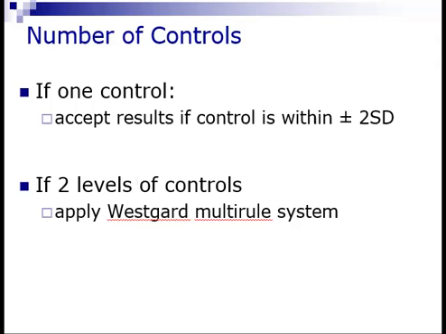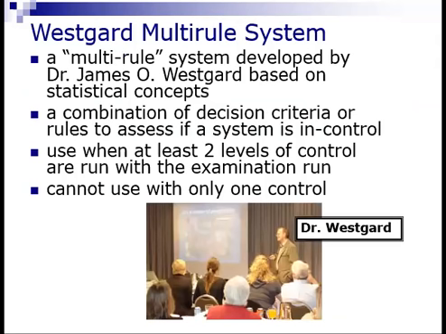Okay? So, since I have mentioned now the Westgard multi-rule system, let us now discuss that one. This one is a multi-rule system. When we say multi-rule, it's not only one rule, it's a set of rules. It's a multi-rule system developed by Dr. James O. Westgard based on statistical concepts. So it is a combination of decision criteria or rules to assess if a system is still in control or already out of control. Hindi siya parehas dun sa one control kanina na agad-agad mo masasabi na, uy, out of control. Uy, in control pa rin siya.